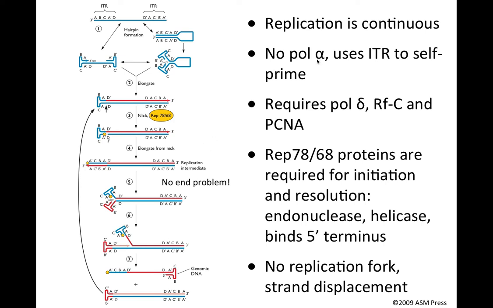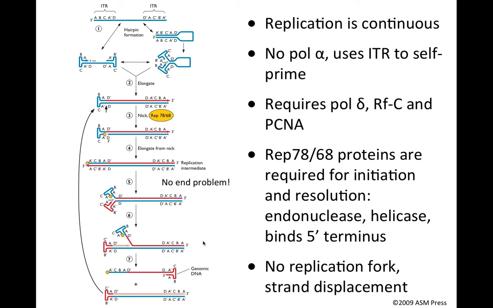We don't need polymerase alpha to make primers. You don't need a primase. It uses the inverted terminal repeat right here to self-prime. All it needs is polymerase delta, RFC, and PCNA to make that sliding clamp. And this Rep68 is an incredibly important viral protein, right? It makes the nick that allows you to finish copying the genome. And it has a variety of activities that are involved in that.